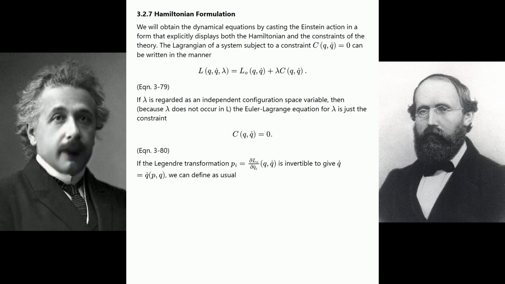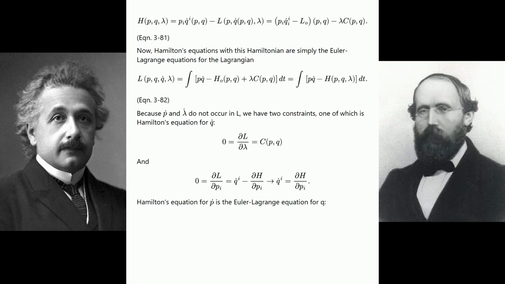If the Legendre transformation p sub i equals the partial derivative of L with respect to q dot sub i is invertible to give q dot equals q dot of (p, q), we can define the Hamiltonian as usual. Equation 3-81. Now, Hamilton's equations with this Hamiltonian are simply the Euler-Lagrange equations for the Lagrangian, equation 3-82.